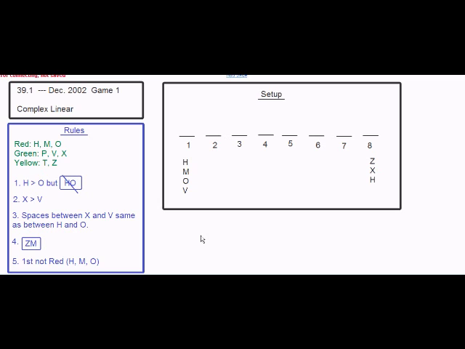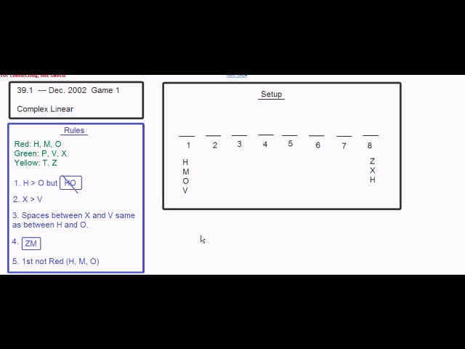On B, the same thing. There's one in between X and V, and there's one in between H and O. C we already got rid of. In D, the X is before the V, and there's two spaces in between. The same thing with the H and the O, so D is okay.